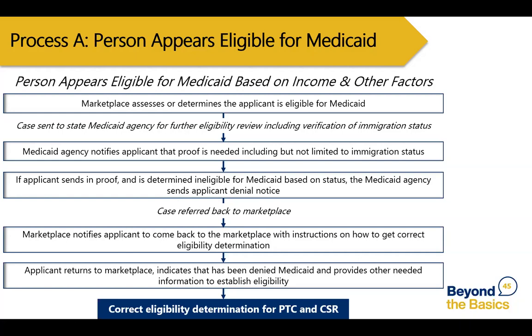If the applicant sends in proof and is determined ineligible for Medicaid based off of their immigration status, the Medicaid agency will send the applicant a denial notice, and the case is referred back to the marketplace. The marketplace sends a notice to the person and says, hey, come back to the marketplace, and it gives them instructions on how to get the correct eligibility determination, which basically starts with indicating that you were found to be ineligible for Medicaid based off your immigration status. And I'll show you what that looks like in the next slide. Applicants return to the marketplace, they indicate that they've been denied Medicaid based off of their immigration status, and they provide any other information that's needed, and then the correct eligibility determination is done for PTCs and cost sharing reductions. So next slide.